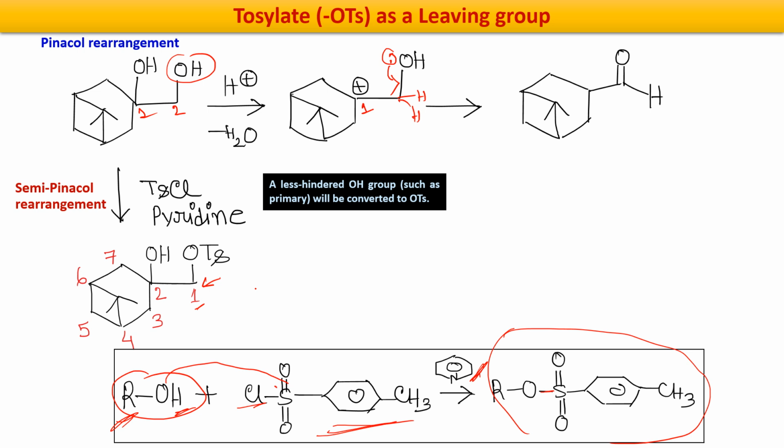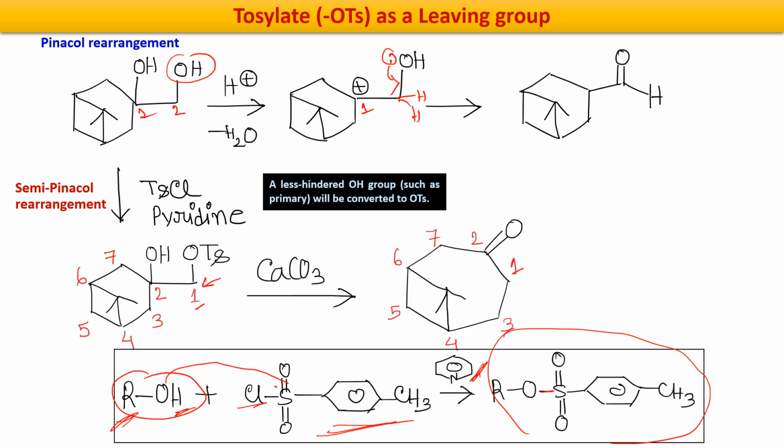Now, at this position of OTs, what is the next reaction? In the presence of a very weak base, because we are not using any acidic condition, this OTs will be removed, and as you can see here at 2 position there will be a C double bond O, and this 2,3 bond is now broken and this bond shifts here. So from a 6-member ring we are now getting a 7-member ring.